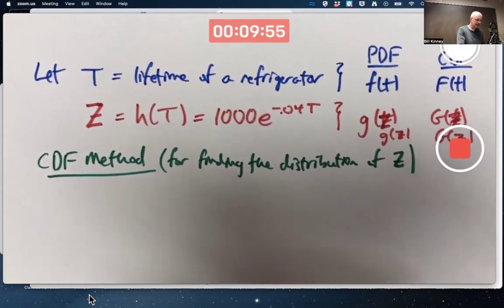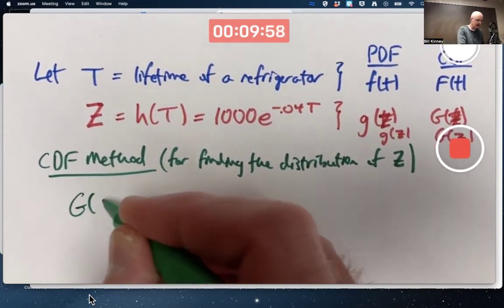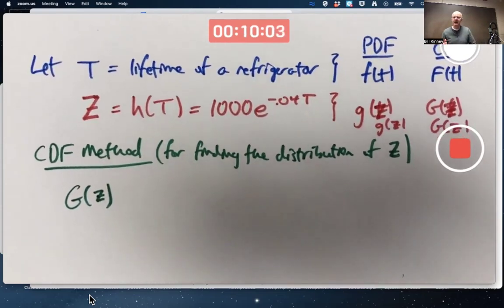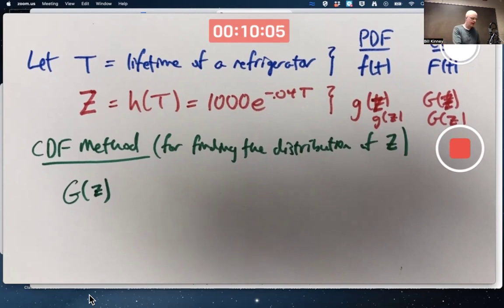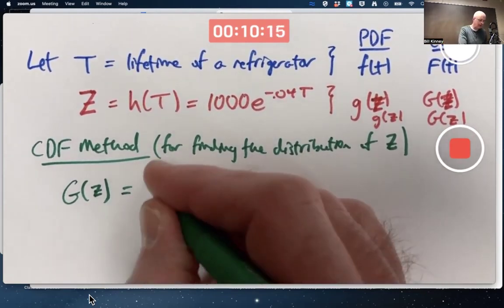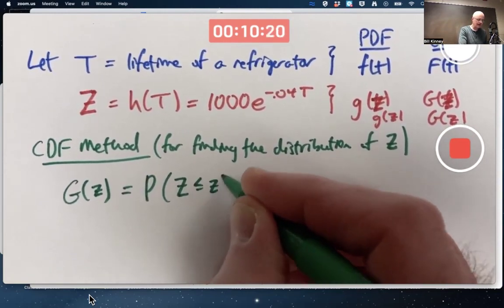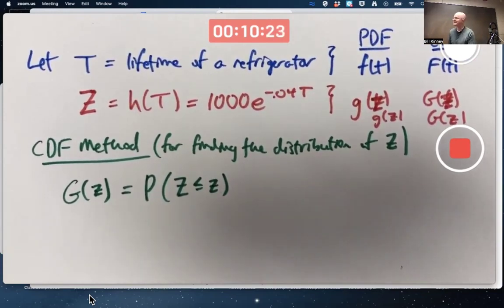So how does the CDF method go? What is capital G of little z? That's going to be the CDF of capital Z. In probability, a CDF, a cumulative distribution function, is always, in all circumstances, the probability that the random variable is less than or equal to the given number. Here I'm going back to using P for probability instead of PR. This is always what the CDF is, no matter what the situation is.